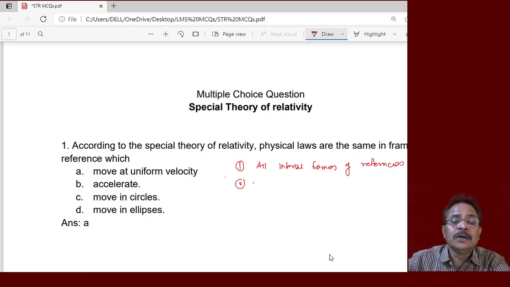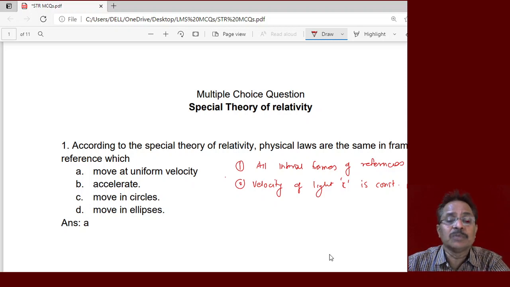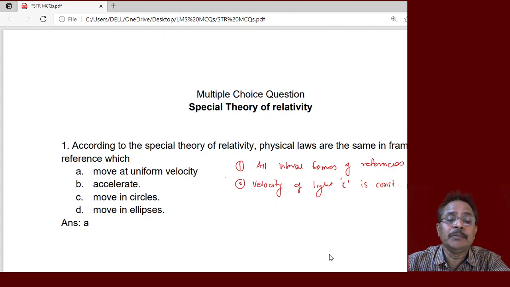And second, the velocity of light, that is c, is constant for all observers, irrespective of their motion. So whatever may be the motion of the observer, the velocity of light measured by any observer is always found to be constant. So that is the second postulate.